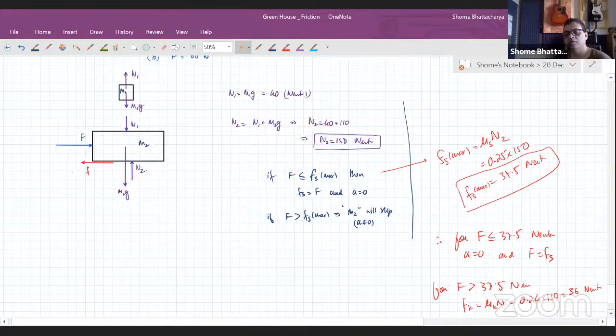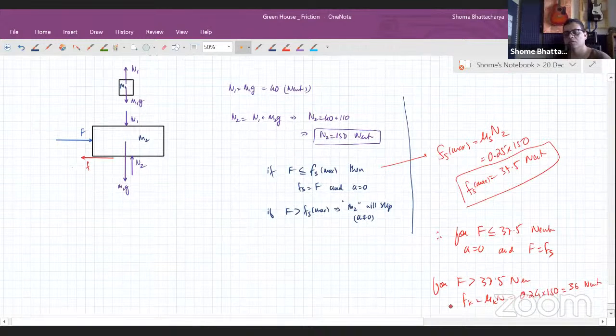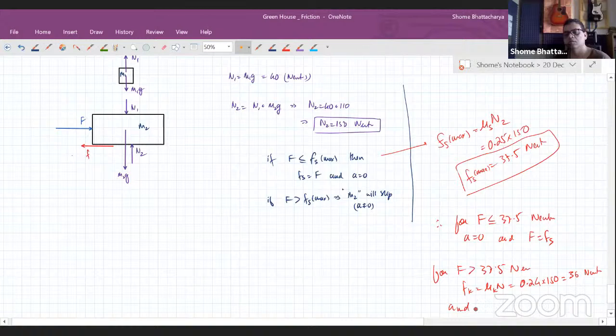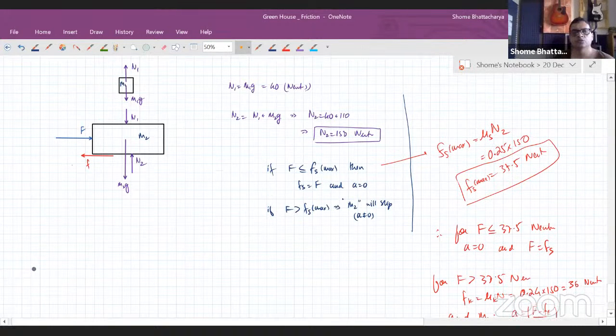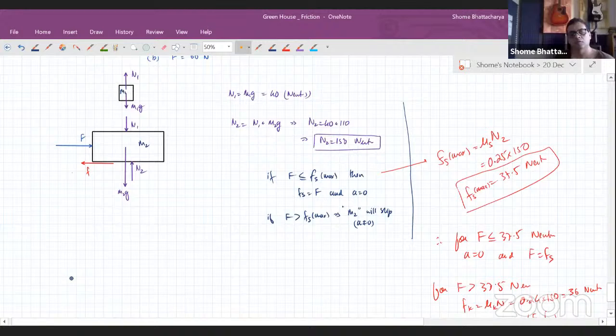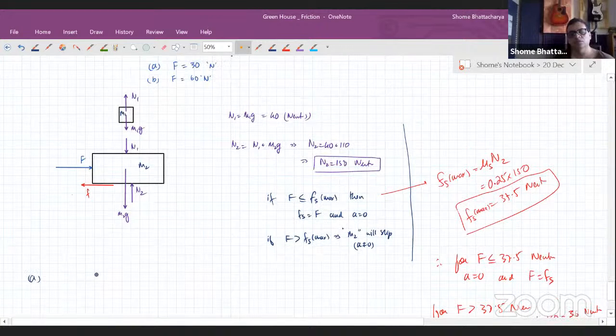Okay, and M2 will have an acceleration of F minus kinetic friction divided by its mass. So for the first case, F is equal to 30 newtons.